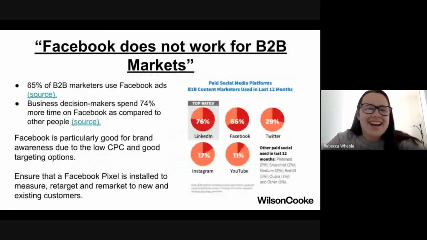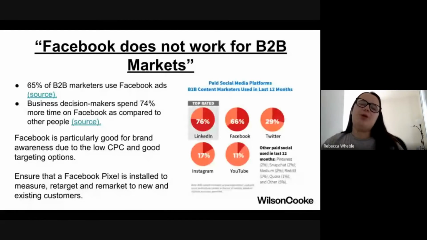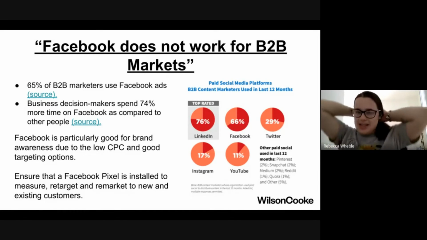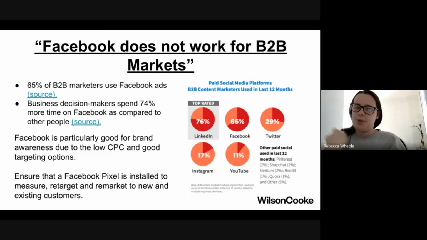The biggest thing that I hear all the time is that Facebook does not work for B2B markets. Agree in some ways, as the targeting may not be as good, but there are ways around it and you can be quite smart about it. So I put together some stats. 65% of B2B marketers use Facebook ads, and business decision makers spend 74% more time on Facebook as compared to other people. As you can see here on the right, I've put in this table, and it's based on what B2B content marketers used in the last 12 months.